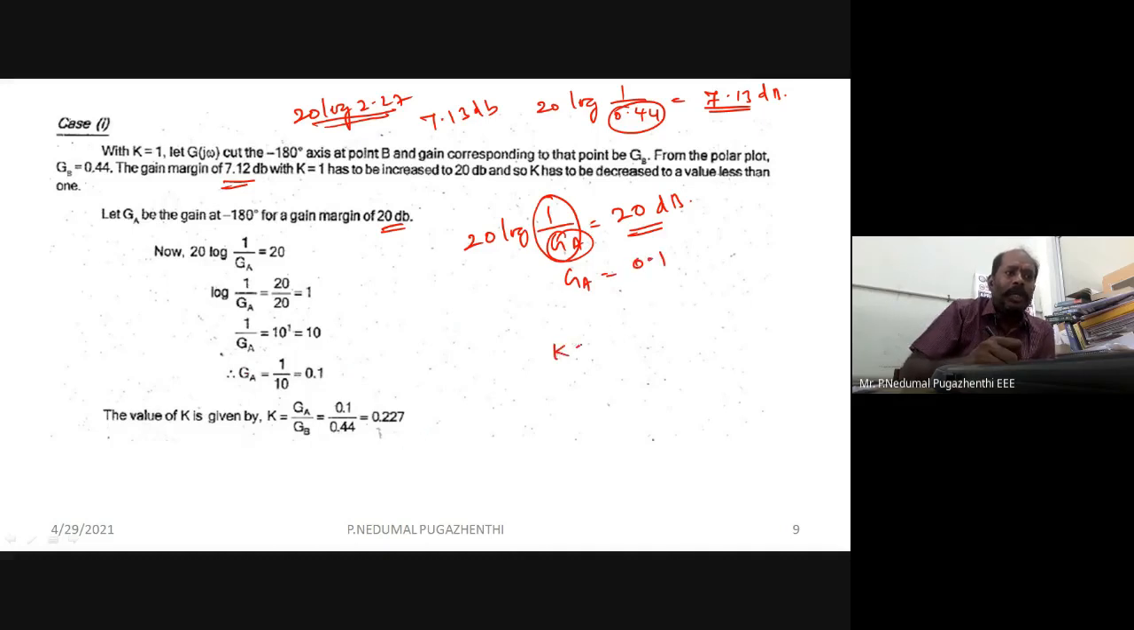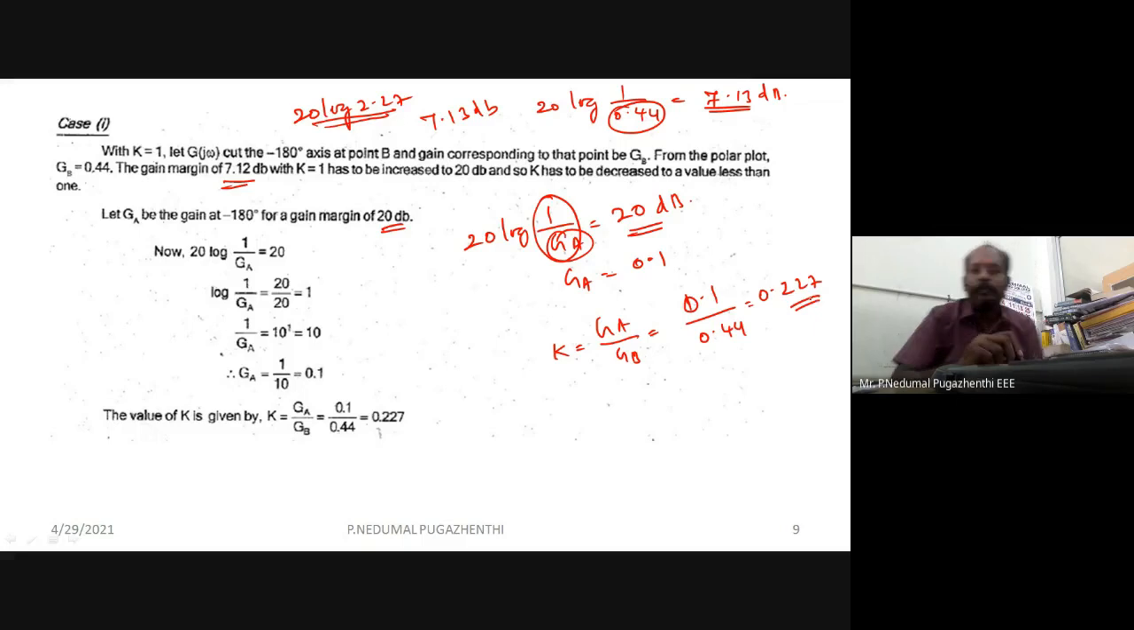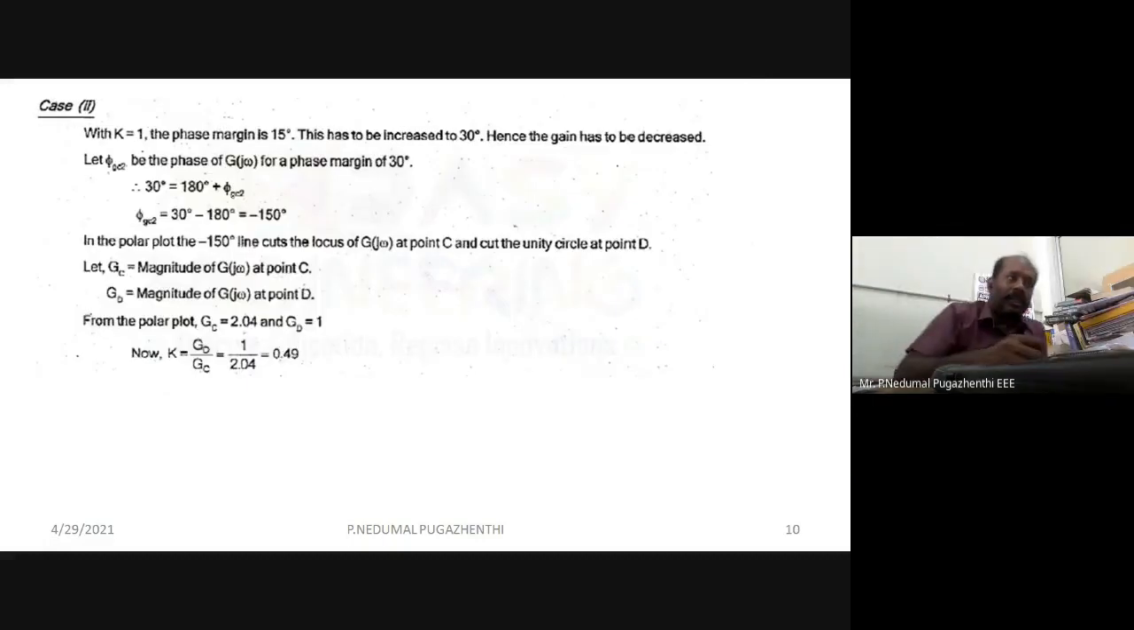To know the K value, the scaling based on your K equal to 1, I will get it like GA divided by GB. So this is 0.1 divided by 0.44, which gives me 0.227. So this is how you have to calculate your K value for the given gain margin. Now do the same in case 2. Case 2 is for phase margin.